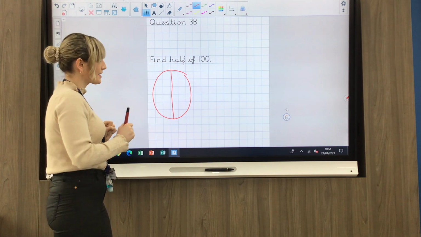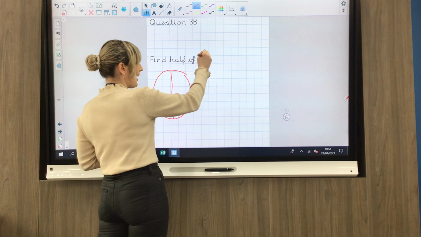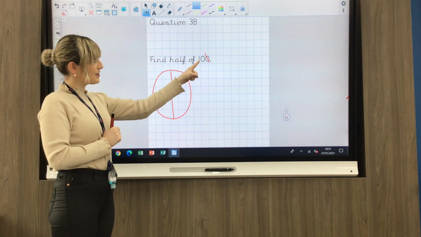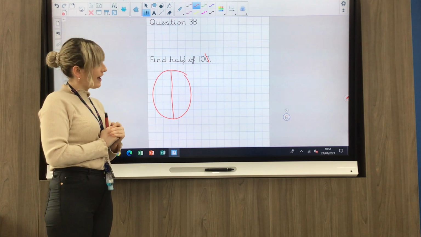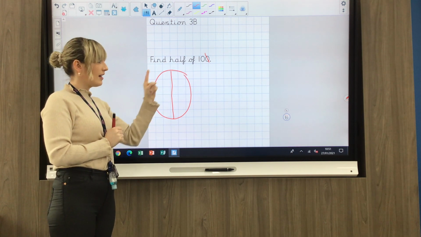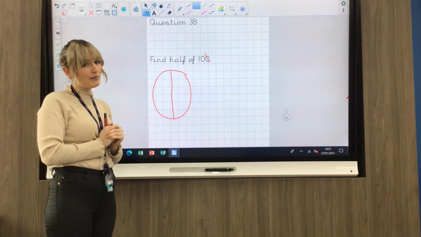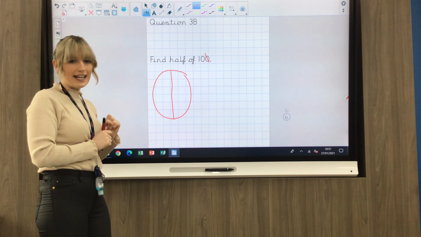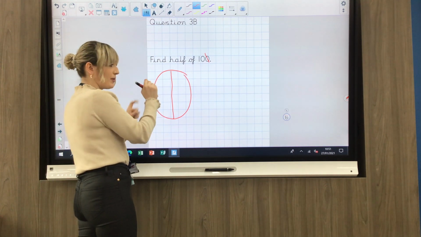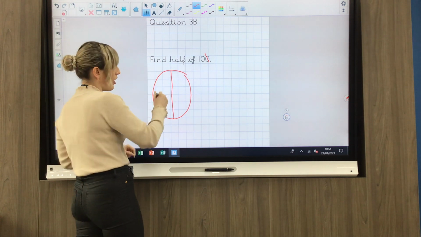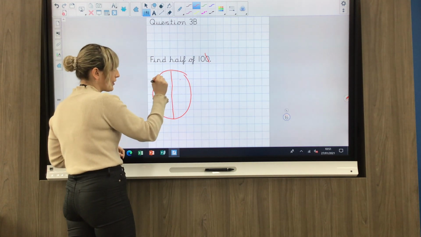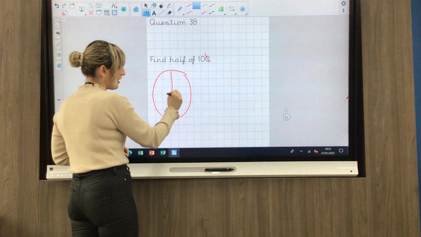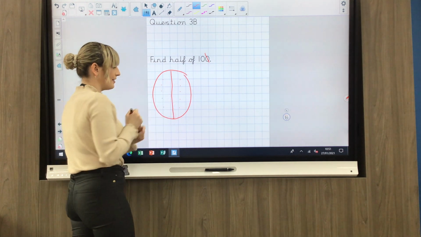But my top tip last week: if I cover up one of the zeros and pretend I've got 10, if I find half of 10, I can then use that fact to help me find half of 100. So let's decorate my cake with 10 buttons. Are you ready? Remember, we need to share them equally to split them in half. So 1, 2, 3, 4, 5, 6, 7, 8, 9, 10.